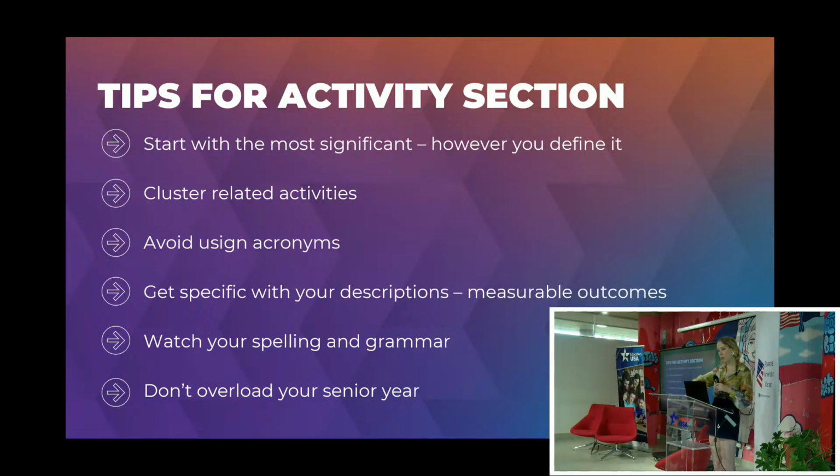And so if you have more than one, we suggest that you start with the most significant, which also can be understood as the most impressive. What do you want us to see first when we look at your activities section? What are you the most proud of? That's what should go first. After that, we suggest that you cluster similar activities. Maybe you play football and you play basketball. It looks a little bit cleaner and neater if you add those together. Or not together, but if you add them one after the next in your list.